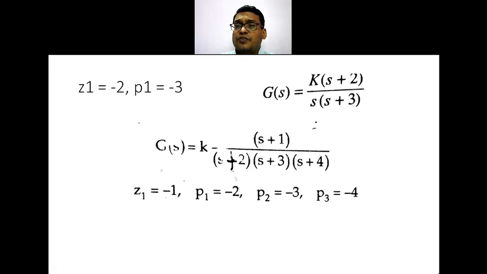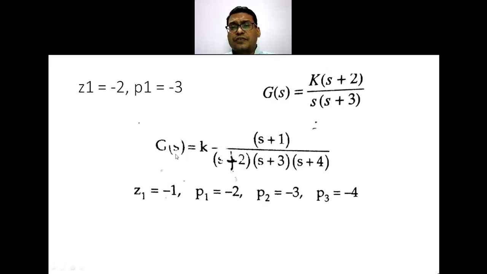The open loop transfer function is given as G(s) equals K into (s plus 2) upon s into (s plus 3). So for s equal to minus 2, you will get the zero Z1, which has the value of minus 2. Similarly, for s equal to minus 3, the pole P1 will have the value of minus 3.